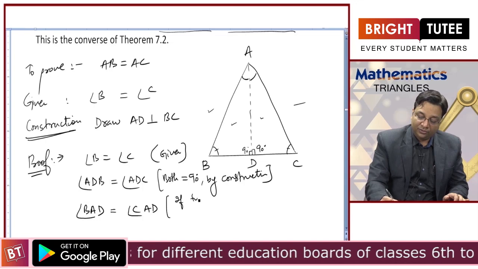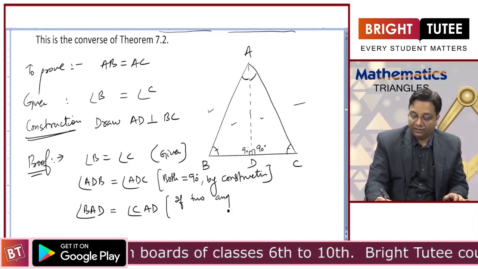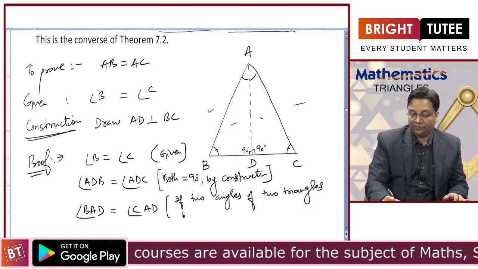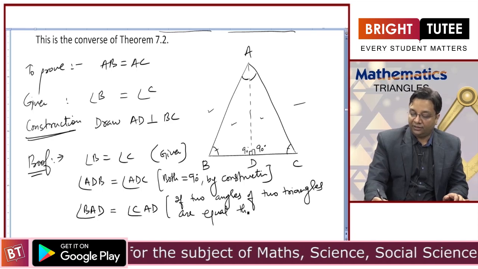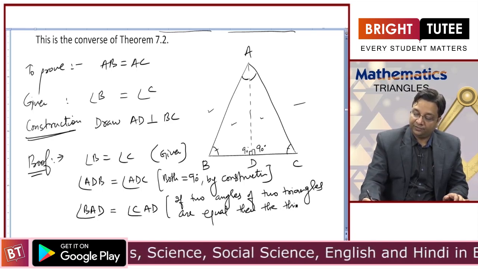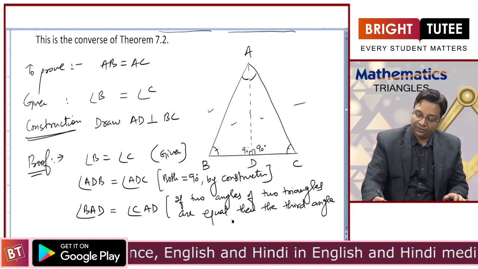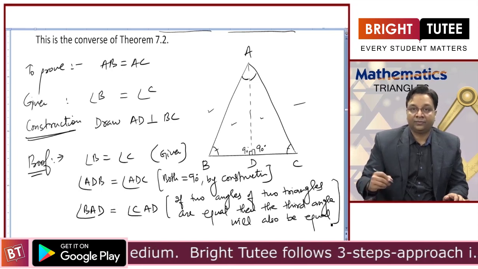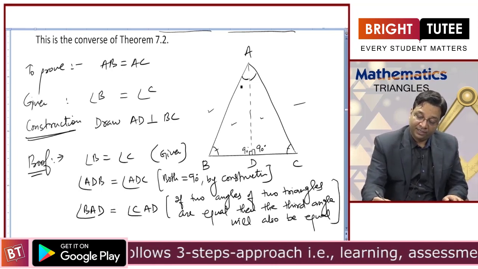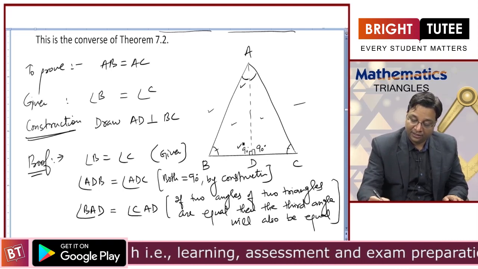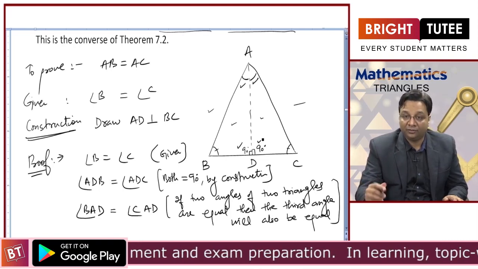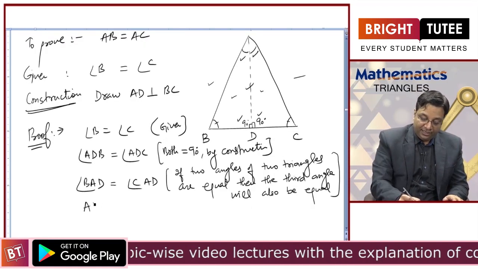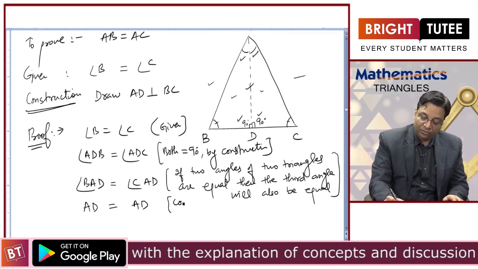If two angles of two triangles are equal, then the third angle will also be equal. So, now see this angle, in this triangle this angle and this angle, these are equal and side AD is common. So, what can you see? Side AD is equal to side AD which is common to both the triangles.